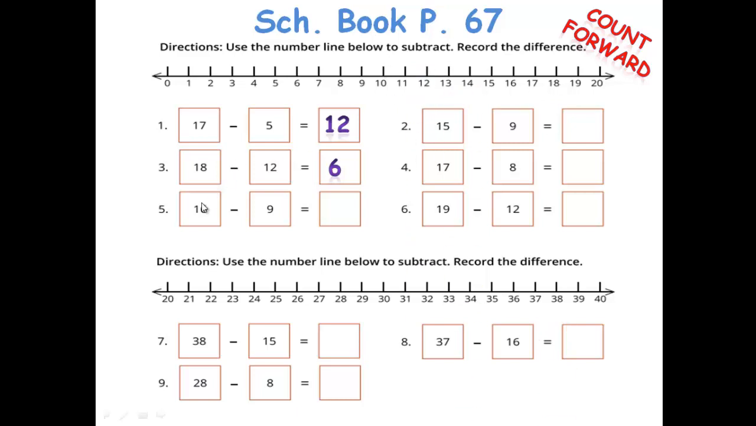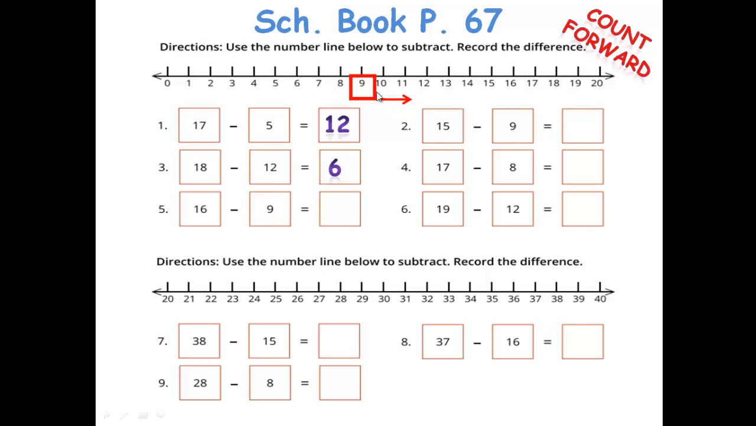16 minus 9. So what should I put first? The 16 or the 9? I will put number 9. I will circle the 9. And then I'm going to walk in this direction, forward. I'm going to jump from 9 till I reach 16 and stop, and count how many times I jump.